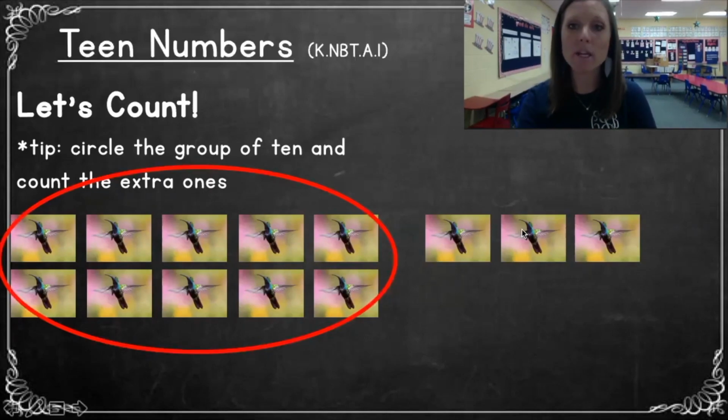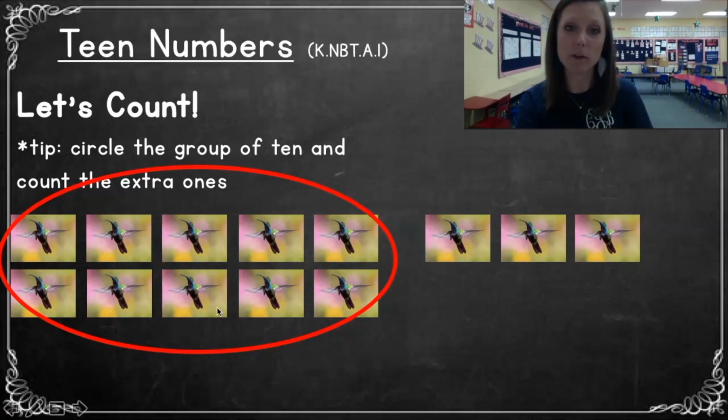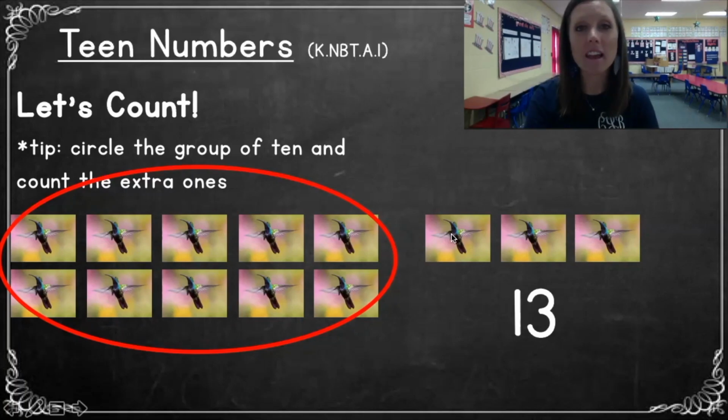There's 1, 2, 3. Well, when I have a group of 10 and 3 extra ones, I have to write the 1 first for my group of 10, and then I have to write the 3. And it looks like this, a 1 and a 3, and that makes the number 13. If I counted all of them without stopping, I should get to the number 13. Let me try that. 1, 2, 3, 4, 5, 6, 7, 8, 9, 10, 11, 12, 13.